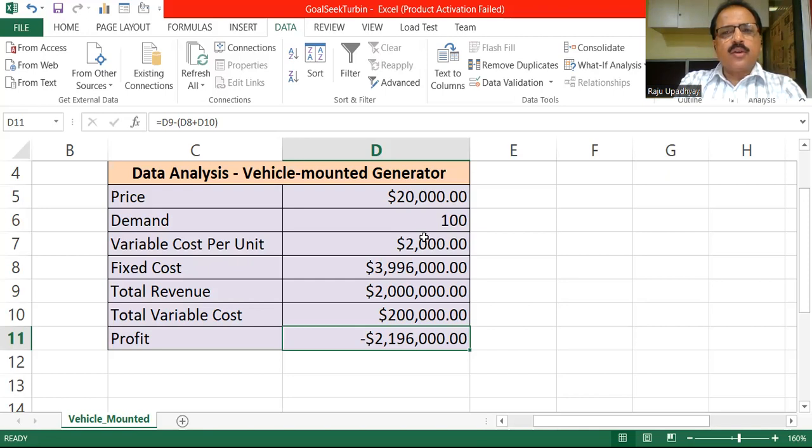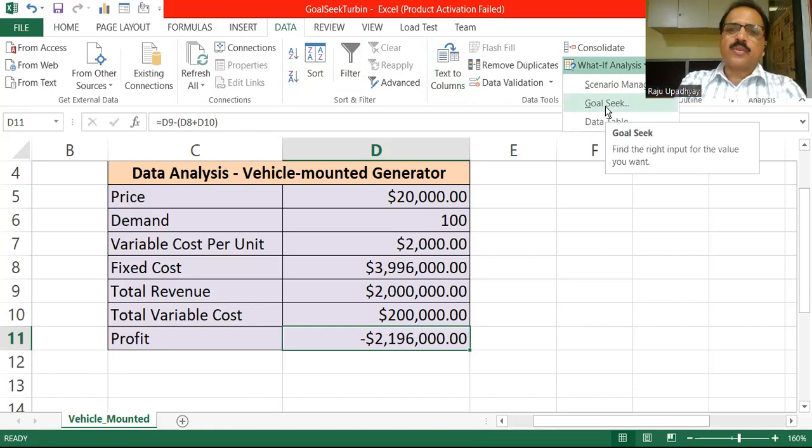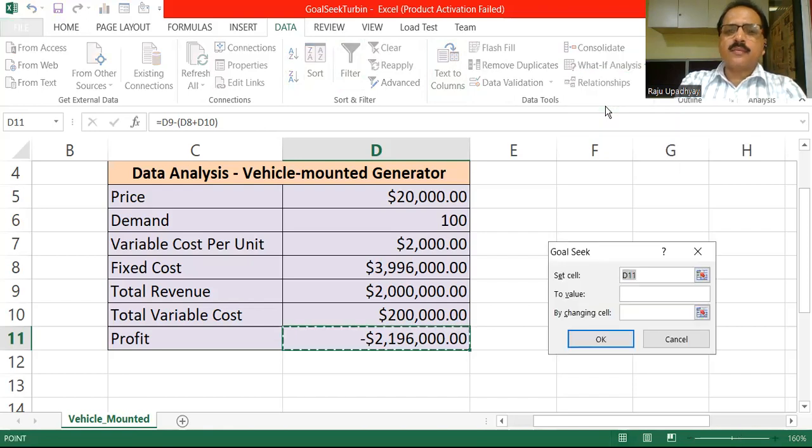In order to get the GoalSeek menu, we can click on Data. Within Data, we have the Data Tools group. Within this, we have What-If Analysis. And within What-If Analysis, I have the GoalSeek option. So I can click on this. The moment you click on GoalSeek, you get this kind of window.